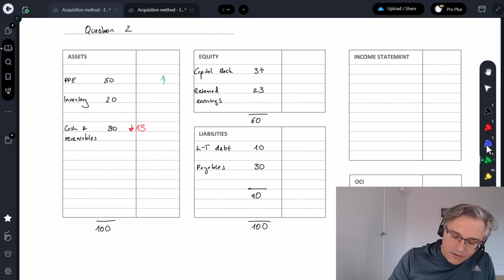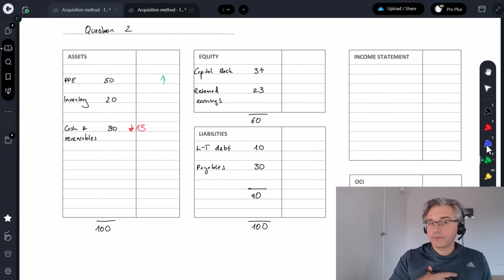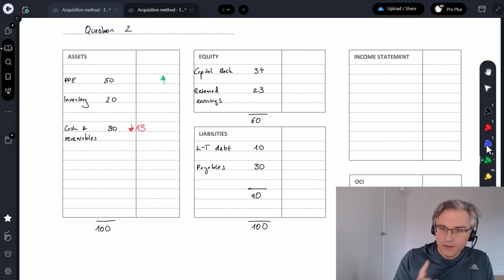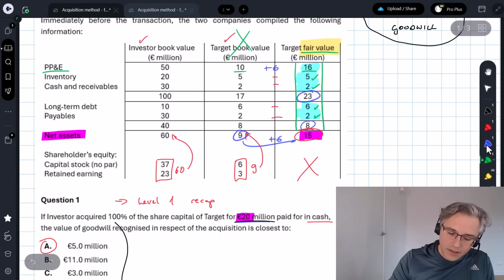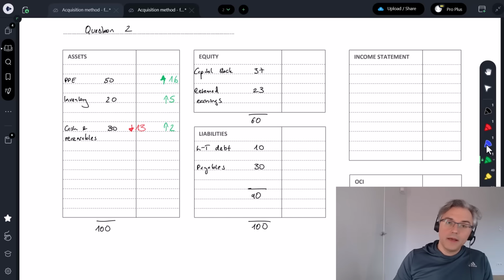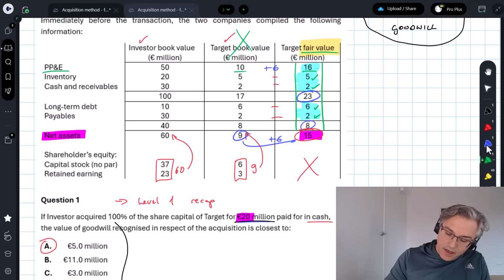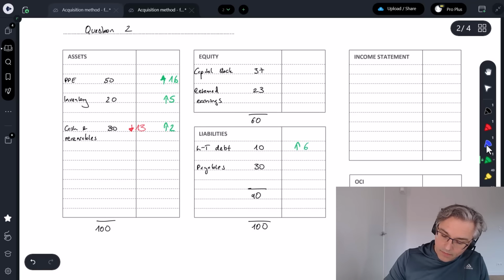And we still consolidate all the assets, so we bring all the assets of the subsidiary in and its liabilities, but valued at fair value again. So property, plant and equipment 16, inventory 5, cash 2. That's what we populate the consolidated balance sheet with. And on the other side, we've got the long-term debt, that was 6, and payables of 2. Okay, good.